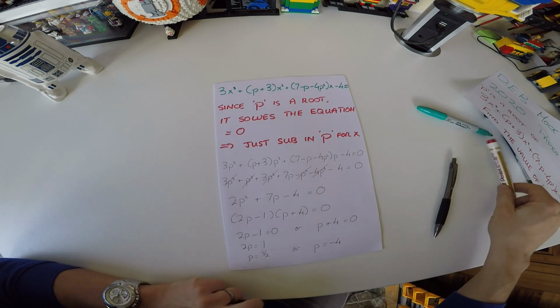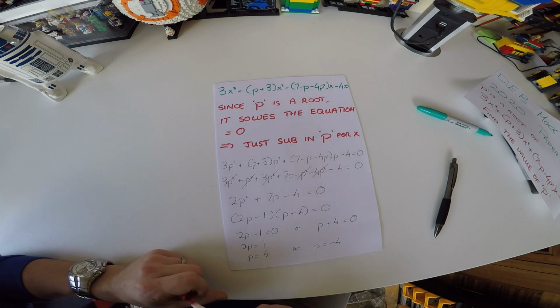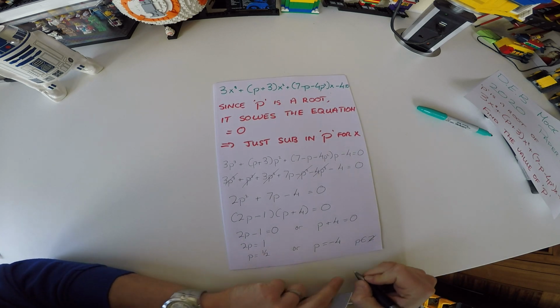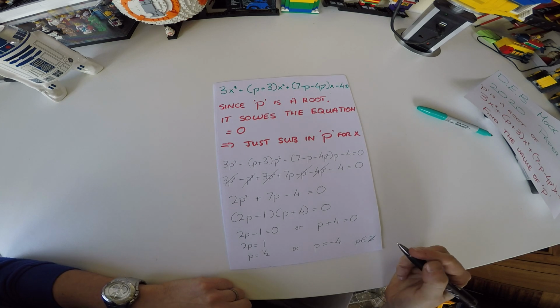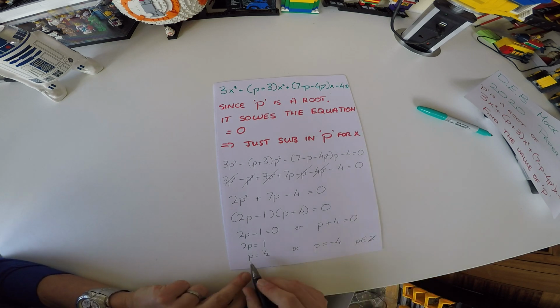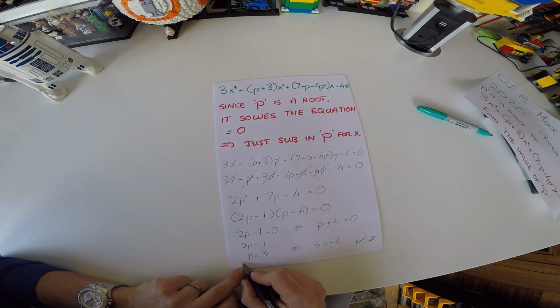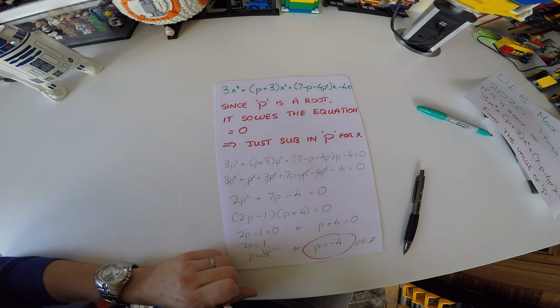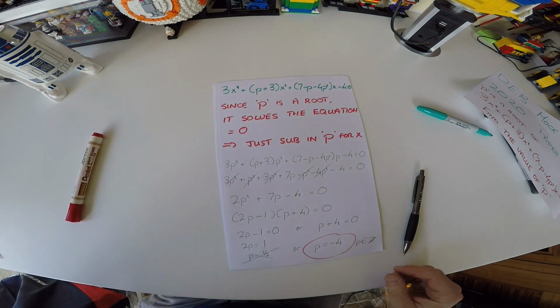Now we can't actually take this solution because the question says that p is an element of the integers, and the integers are whole numbers only. They can be negative or positive. So we actually can't take a half then. So this is no longer our answer, and this one here is. So first question done, p is equal to minus 4.